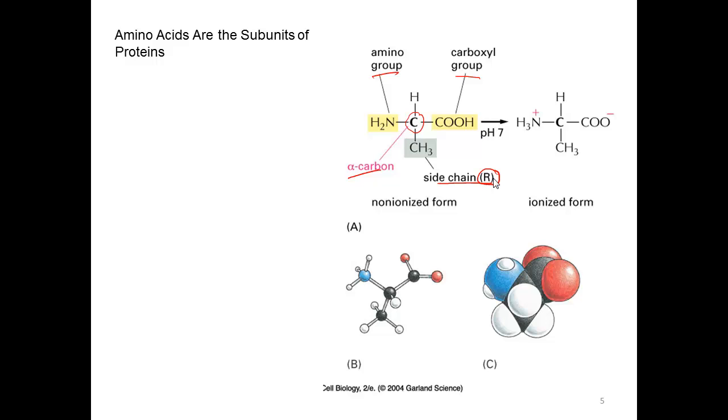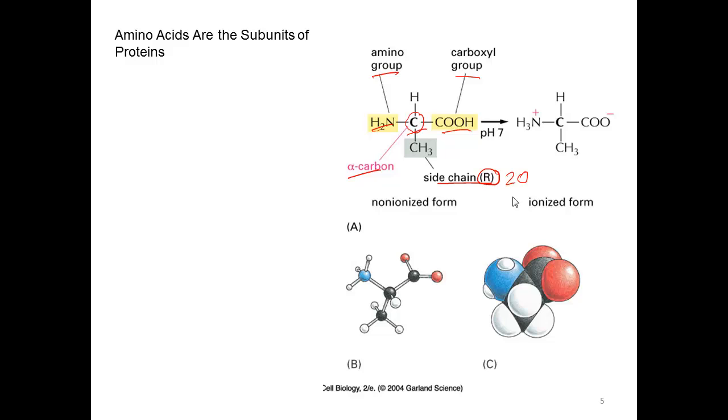Now every amino acid is going to have this same backbone: amino group, alpha carbon, carboxylic carbon. And each type of amino acid is going to have a different side chain. Different side chains are what is going to give the amino acids their different properties.